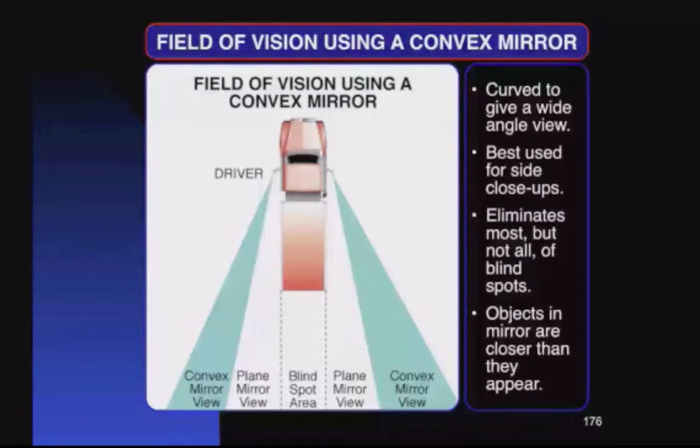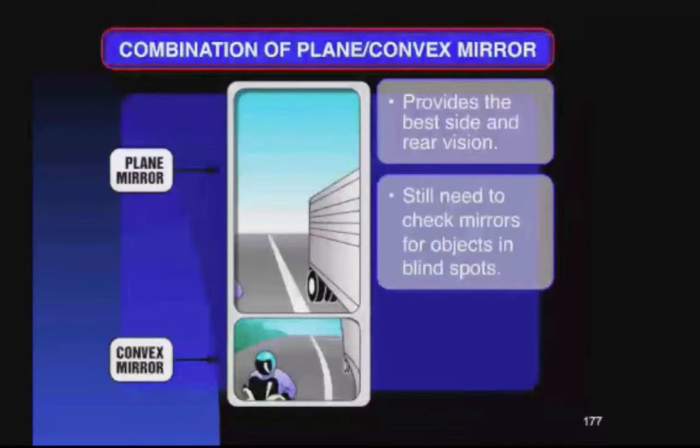Objects in the mirror are closer than they appear. You must be sure to have the convex and plane mirror overlap. The combination of the plane and convex mirror provides the best side and rear vision. You still need to check your mirrors for objects in blind spots.